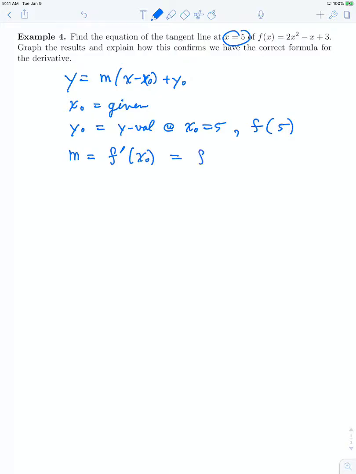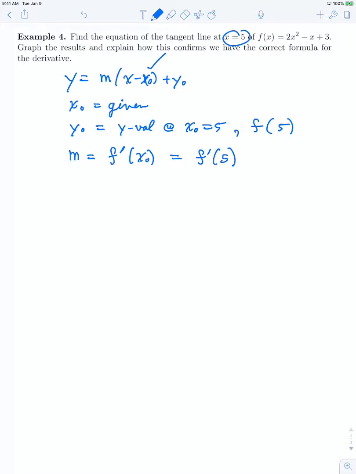And so in this case that's f prime of 5. And again, just like in the previous example, when I write that notation, it always means do the derivative first and then plug in 5. And you cannot do it in the other order. And you also can't forget to plug in 5. Okay, so anyway, x0 is given.